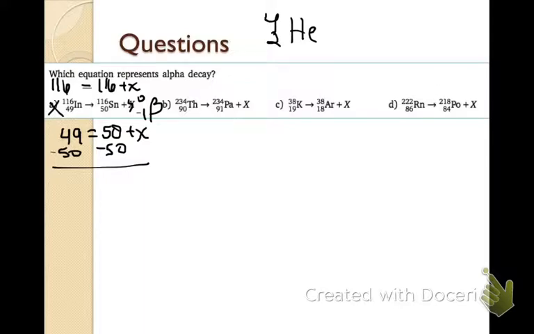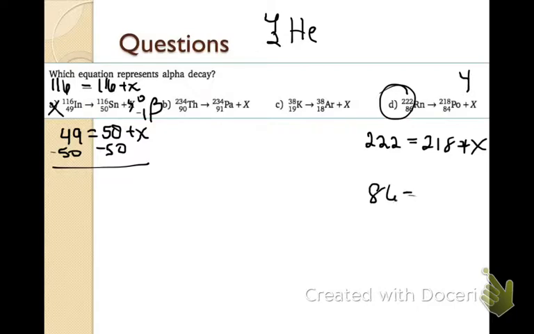And keep going through each of these. I'll pause here, but I want you to pause actually, and keep going through all the answers. At the end, you should find that D is your correct answer. We have 222 equal to 218 plus your unknown. Oops. So the top number should be your 4. The bottom number, 86, is equal to 84 plus an unknown. So that should be 2. So that's 4,2He.